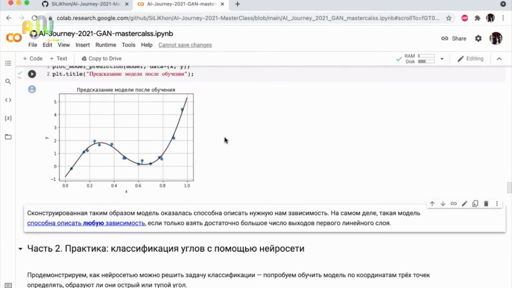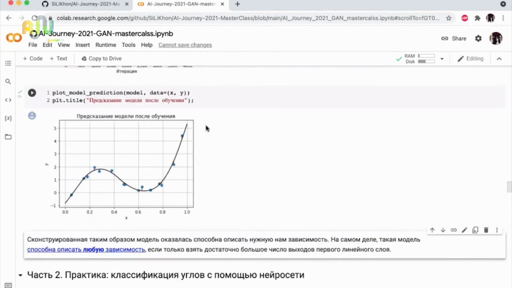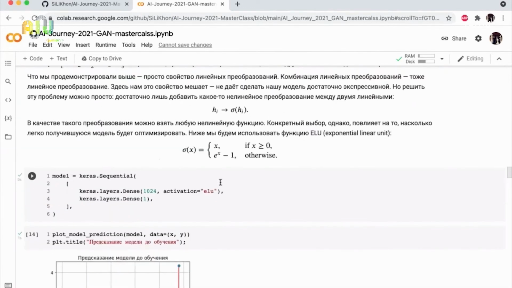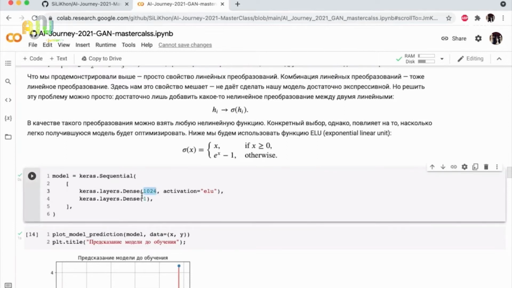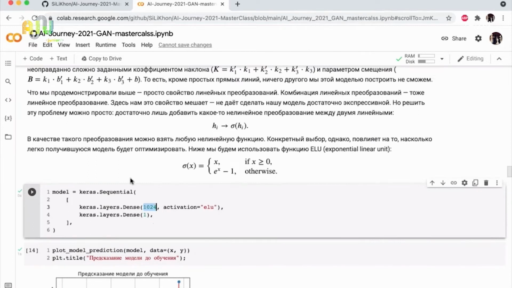We described our data very well, and our model could describe the dependencies. There is a theorem saying that models of this type can describe any dependencies. For every function, you can find a number of intermediate units to describe the dependency with whatever accuracy you need. So it can be really stunning.